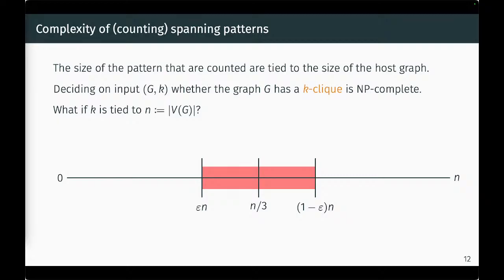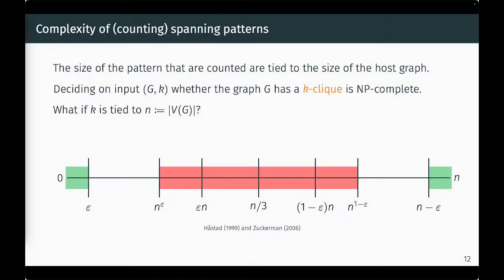Okay, and you can work a bit more. On the other side, if your clique is only of constant size or of size n minus epsilon, then the problem is polynomial time, because you can just enumerate all n to the epsilon many sets, or on the other side you enumerate the complements, so the problem is easy. And then you can do a bit more work, under the assumption of NP-completeness. There's a result from 20 years ago saying that clique is NP-complete in that parameter regime, from n to the epsilon to n to the 1 minus epsilon.